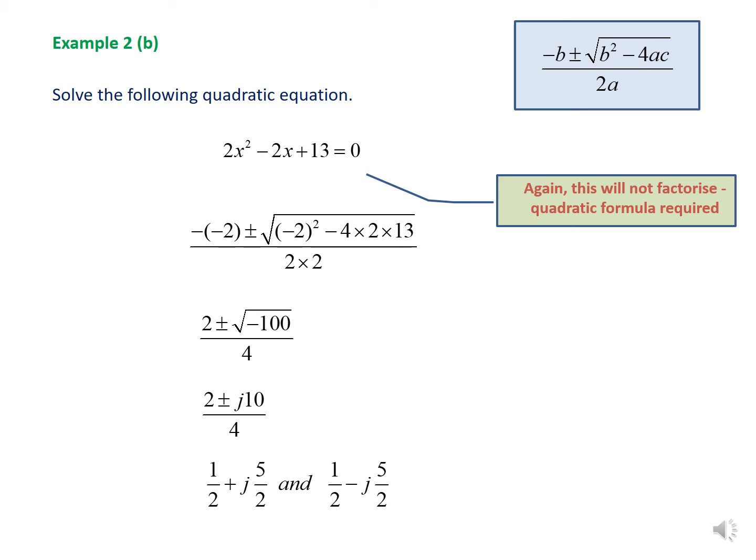The square root of negative 100 consists of the square root of negative 1 times the square root of 100. Of course the square root of 100 is 10. So we have 2 plus or minus j10 over 4, and if we tidy that up, the final answer is we have two answers, a half plus j5 over 2 and a half minus j5 over 2.